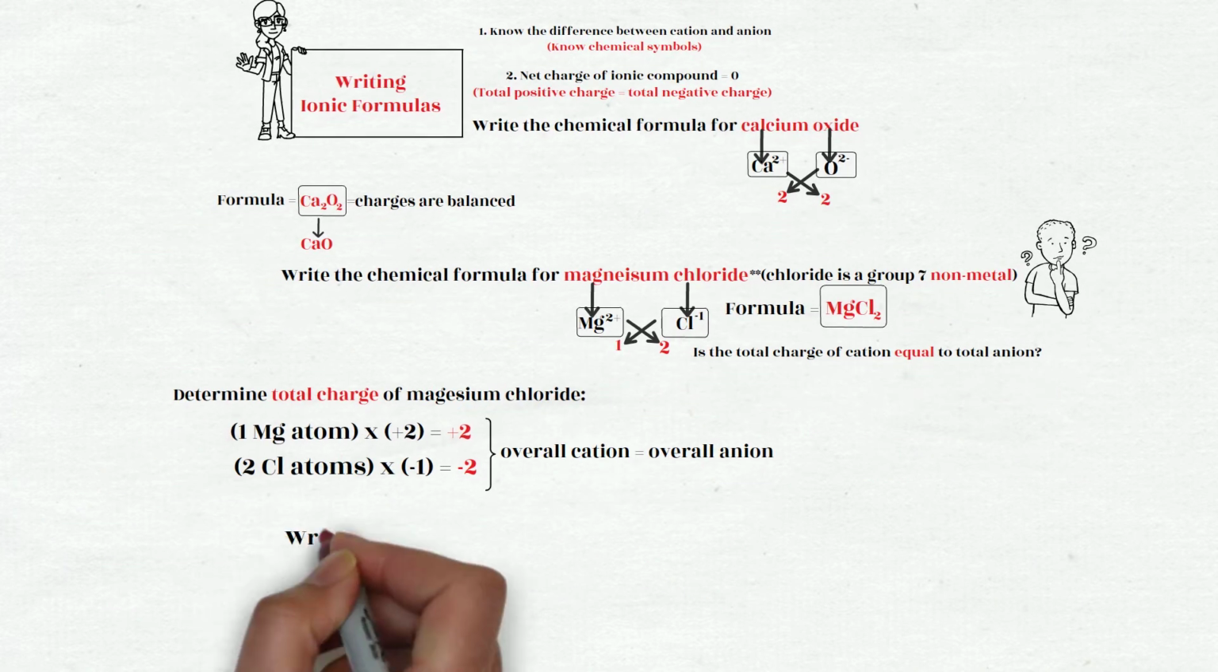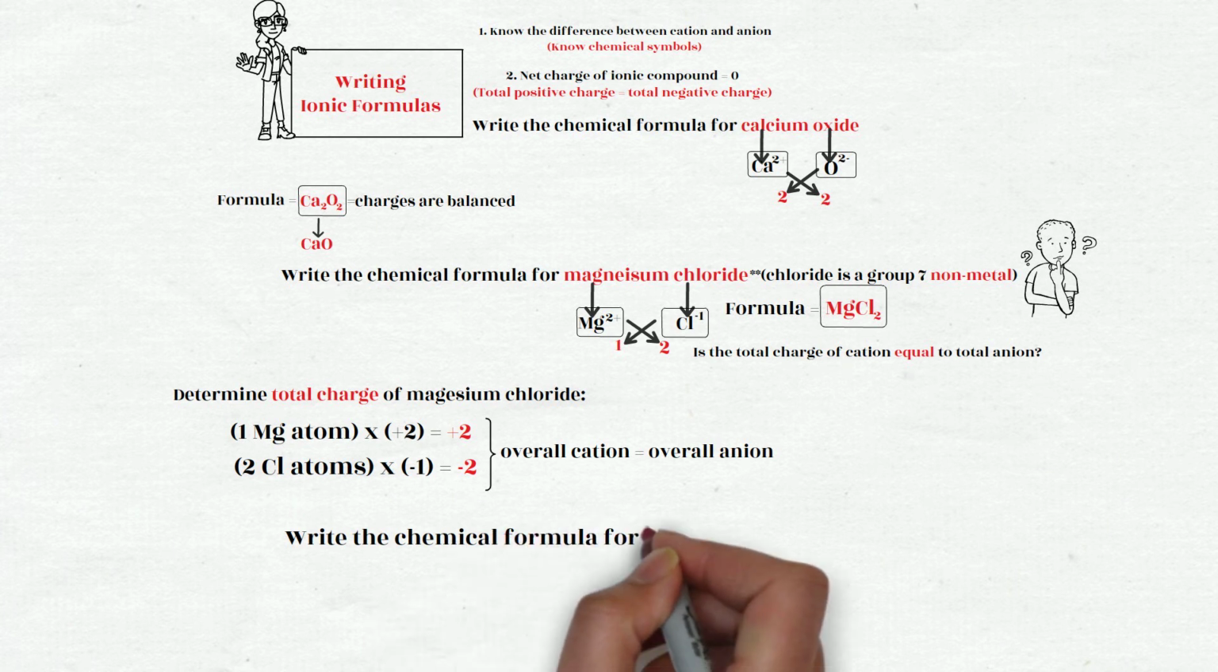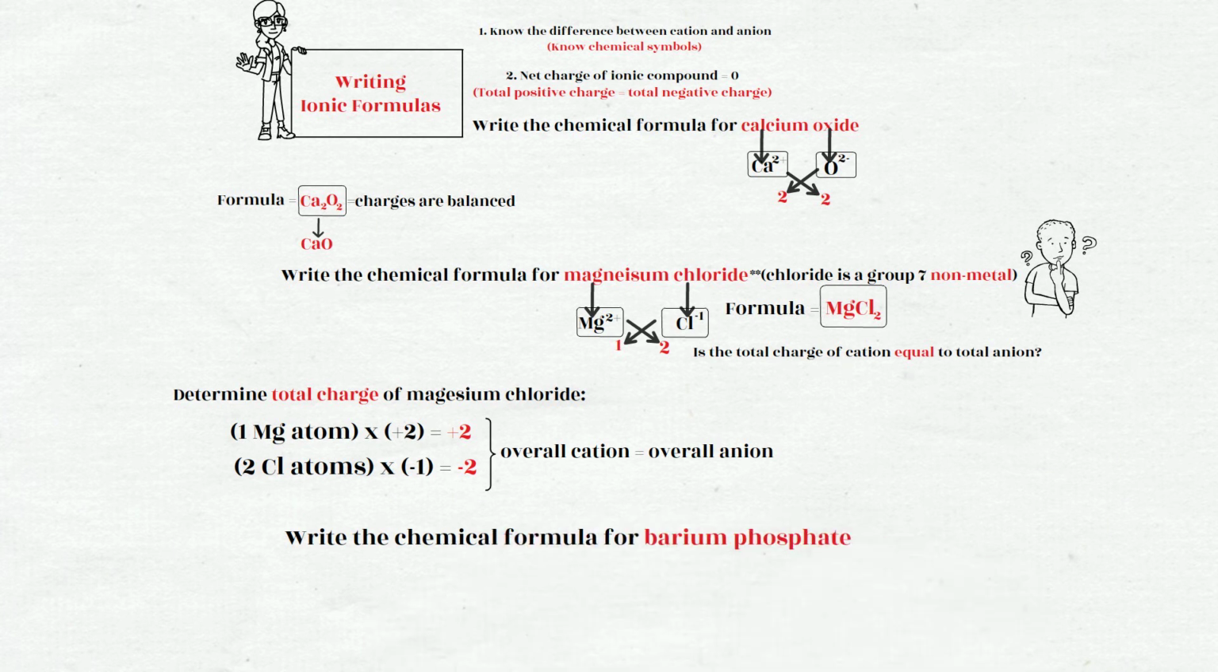Let us look at one last example, barium sulfate. Barium is a group 2 metal and has a symbol Ba with a +2 charge. This means that it will be written as Ba2+. Phosphate is a polyatomic anion with a symbol PO4 and a -3 charge. Thus, it will be written as PO4 3-.